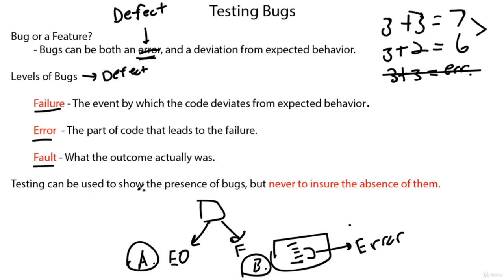And so testing can be used to show the presence of bugs, but never to ensure the absence of them. That's very important: we could test the program 1,000 different ways, but it's never going to get to the point where we can ensure the absence of them.